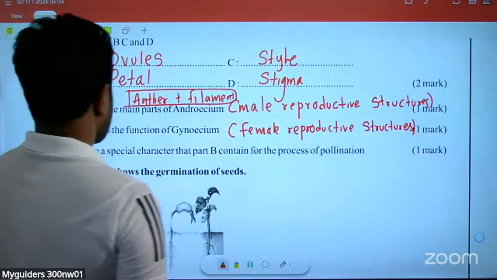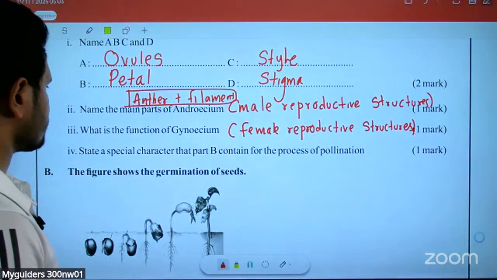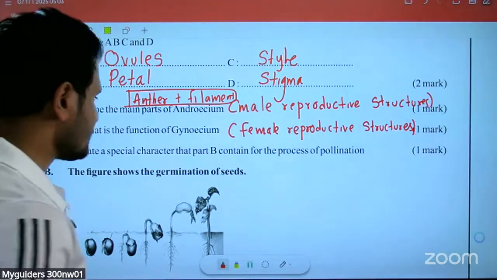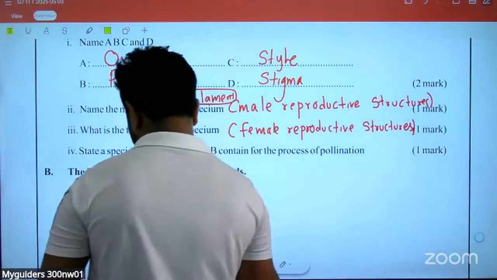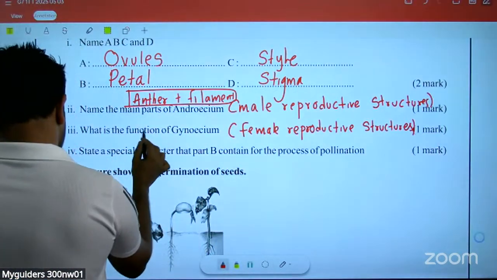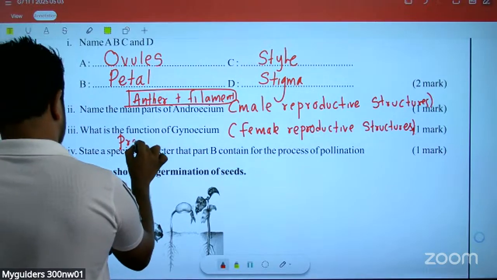Right? What is the function of gynoecium? Gynoecium එකේ functions මොනවාද? Producing seeds නේද? Gynoecium එකේ තියෙන main function එක, right? Reproduction or production of seeds.